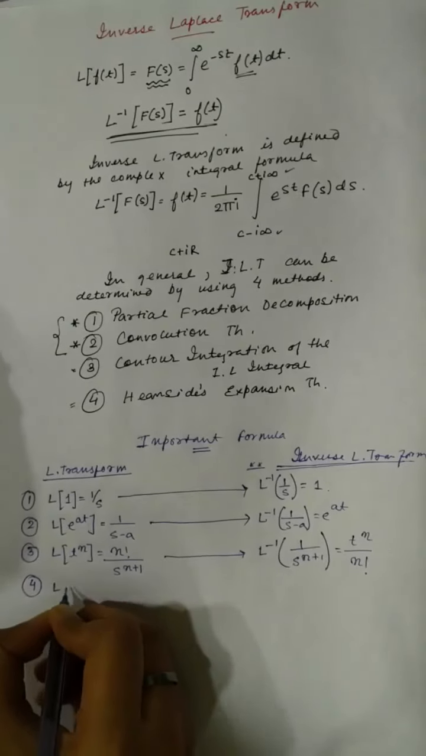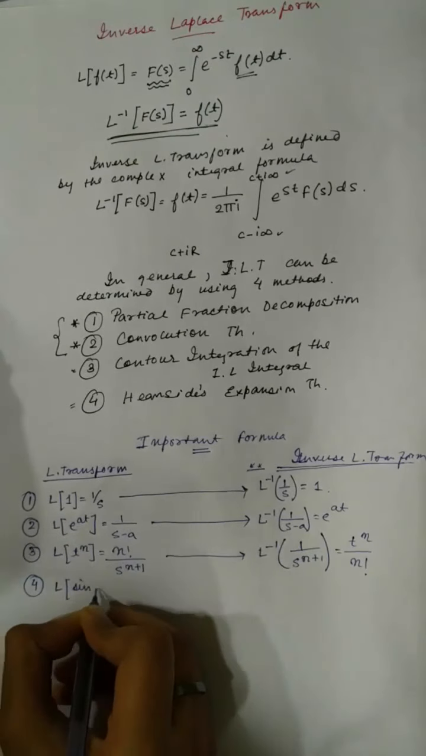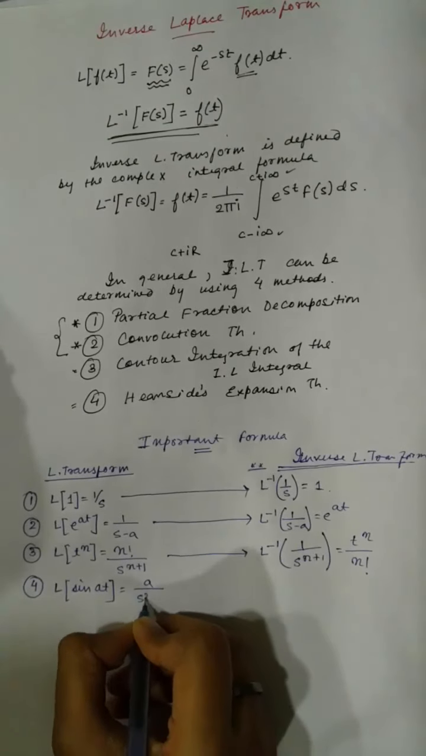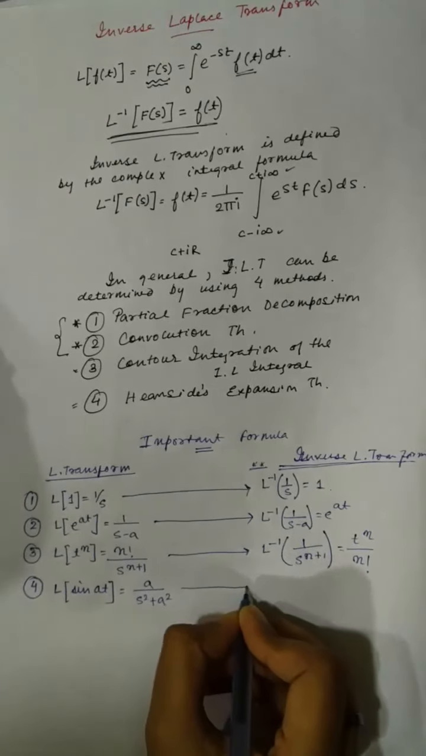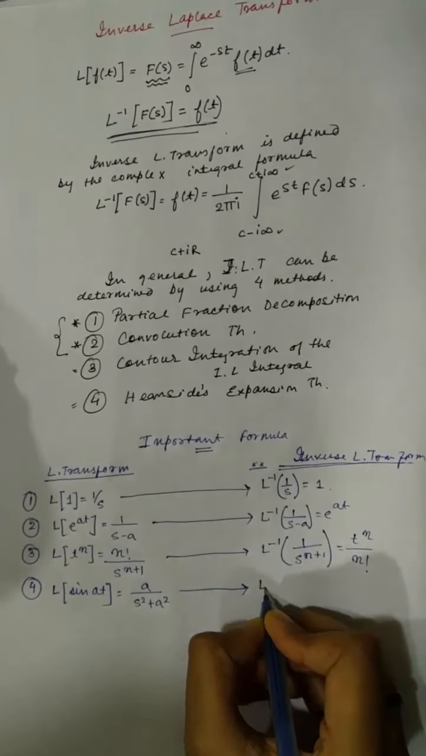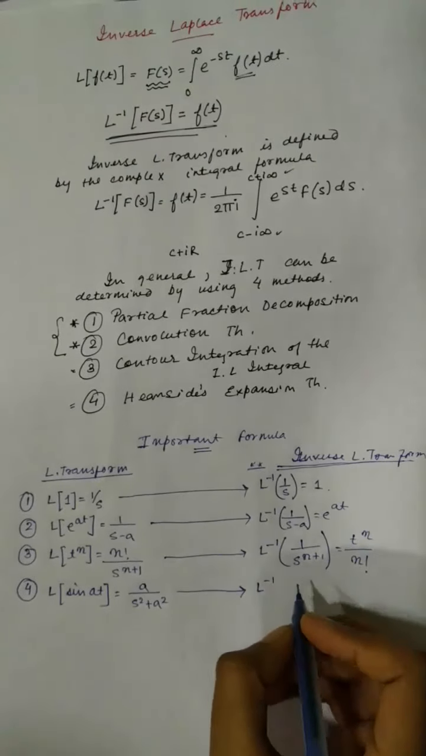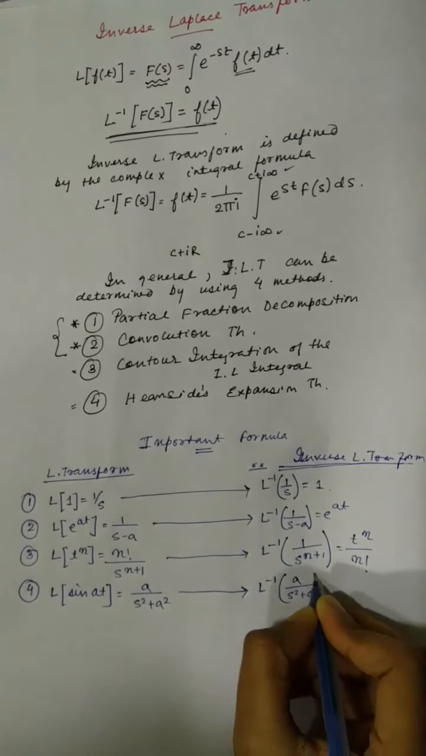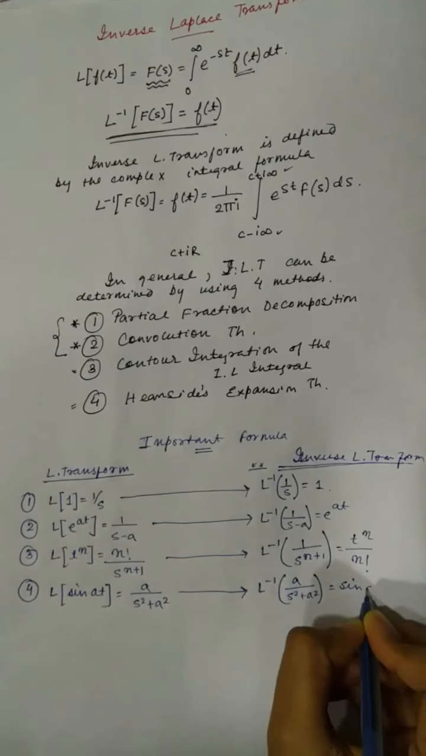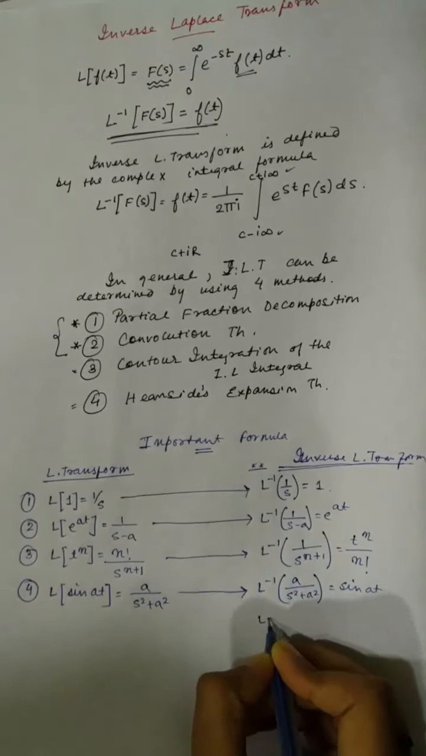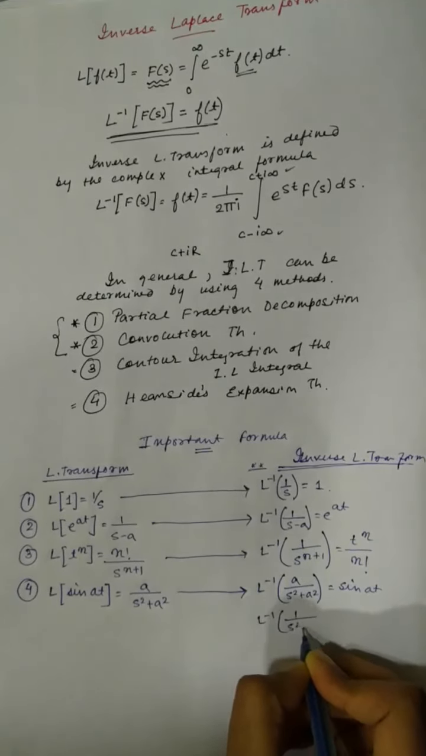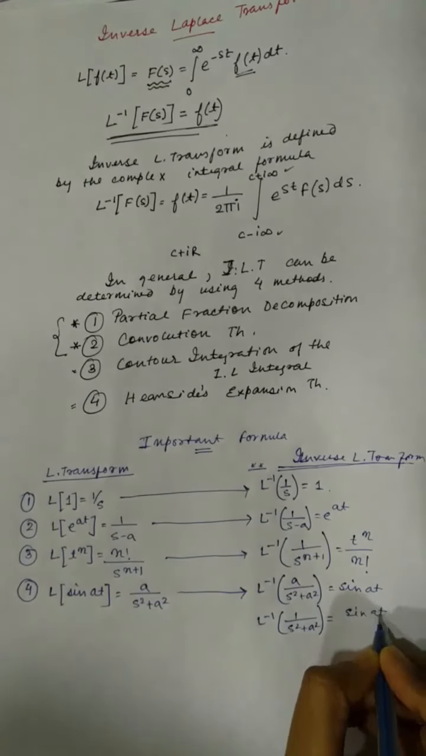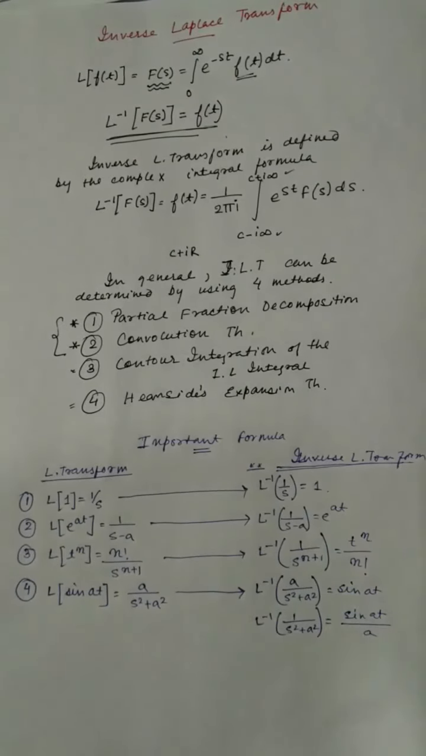The Laplace transform of sin at gives a divided by s square plus a square. From this we can directly write the inverse Laplace transform of a divided by s square plus a square is equal to sin at. Also from there, we can write that the inverse Laplace transform of 1 divided by s square plus a square gives me sin at divided by a, right?